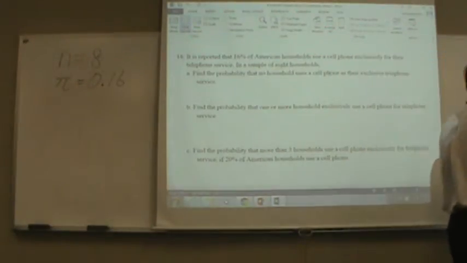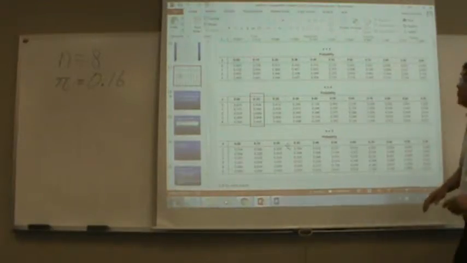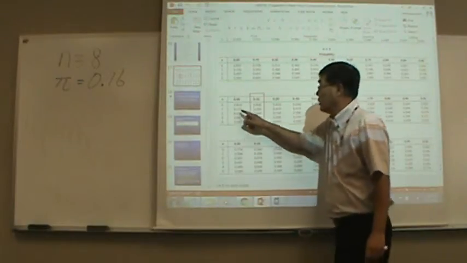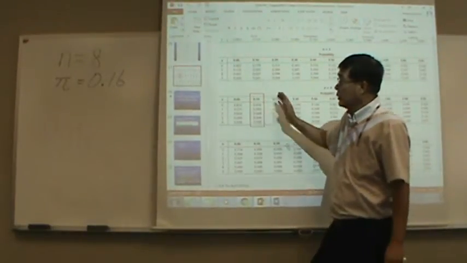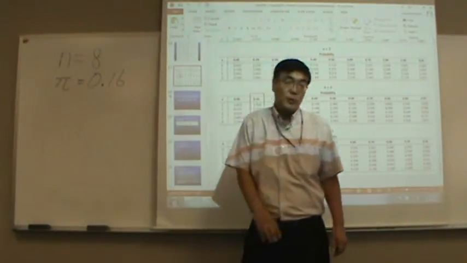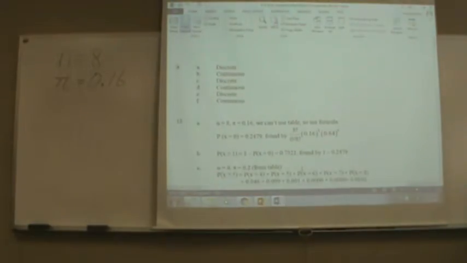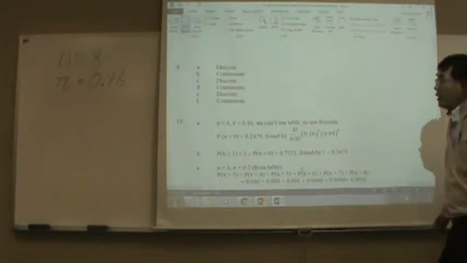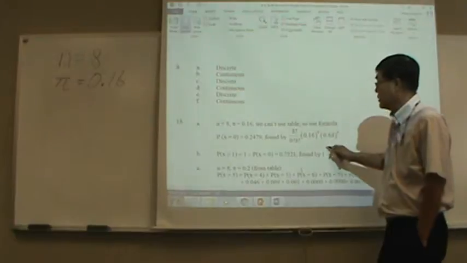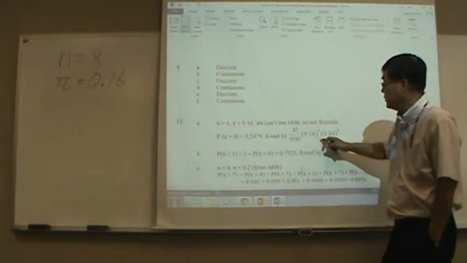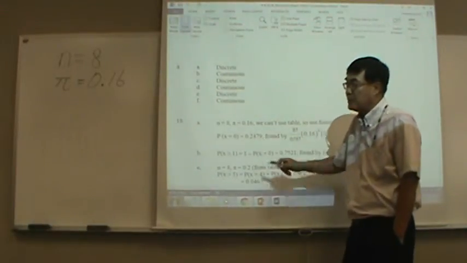Like I said earlier, if you have probability pi like 0.05, 0.1, 0.2, then you can use the table, but if it is not in the table, something like 0.16, then we should use the formula. When n equals 8 and pi equals 0.16, we cannot use the table, so we use the formula: 8 factorial divided by 0 factorial times 8 factorial, times 0.16 to the 0 power, and so on. X equals 0, then it is 0.2479.